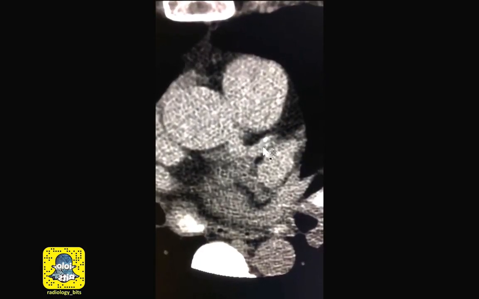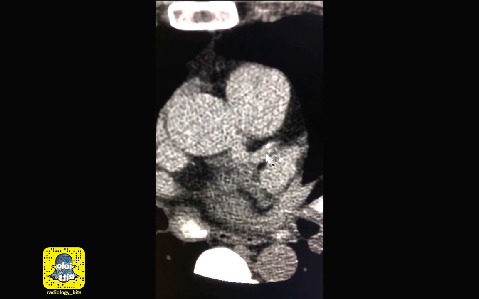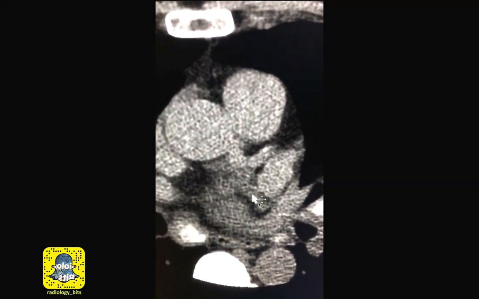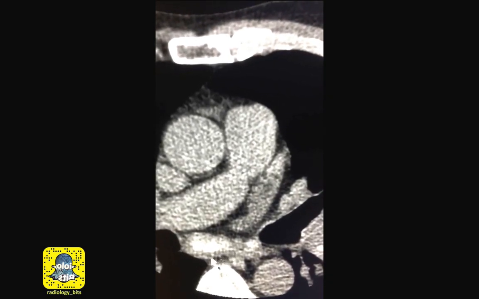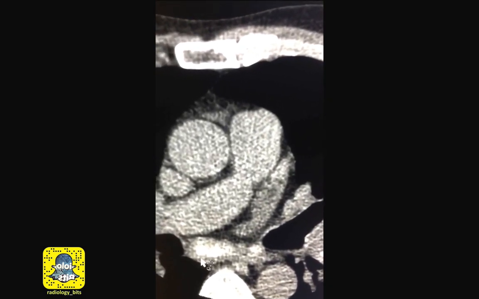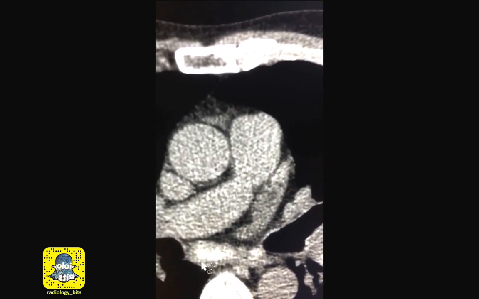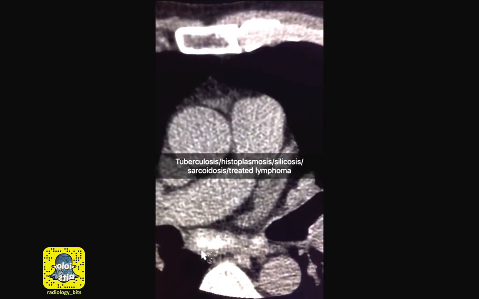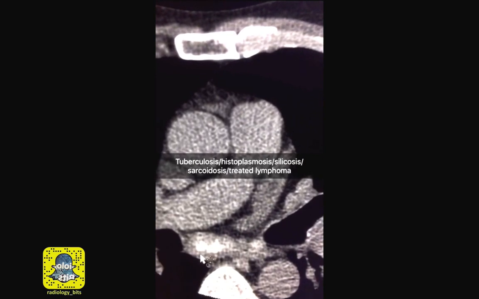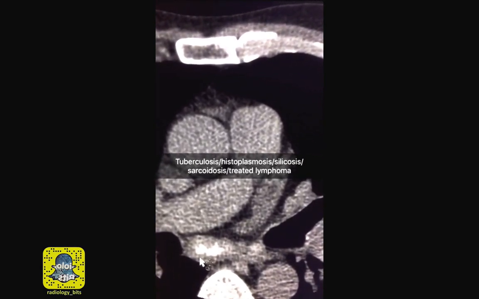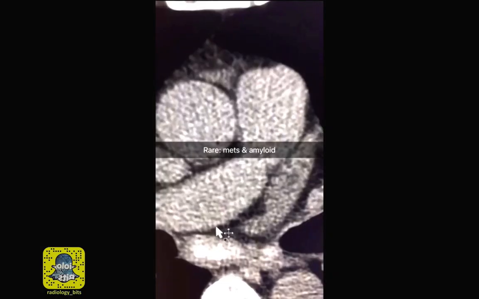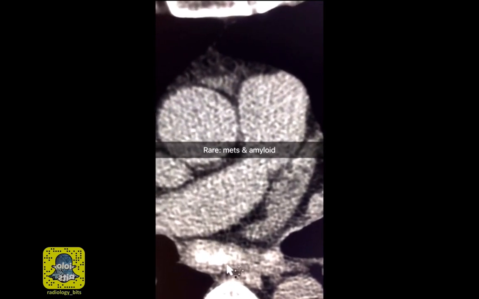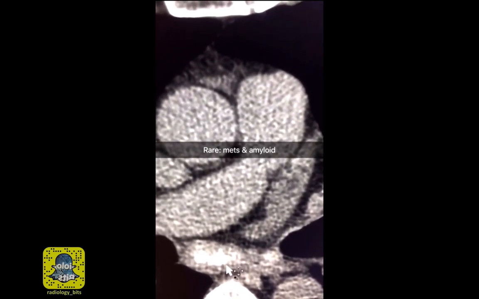We also learned from this case that not only could you see the coronary arteries, you could see extracardiac findings on a cardiac CT. The extracardiac finding that we see here is a basic finding of calcified intrathoracic lymph nodes. The main differential diagnosis for this finding would be tuberculosis, histoplasmosis, silicosis, sarcoidosis, and treated lymphoma. Other rare etiologies include metastasis to lymph nodes and amyloid deposition.